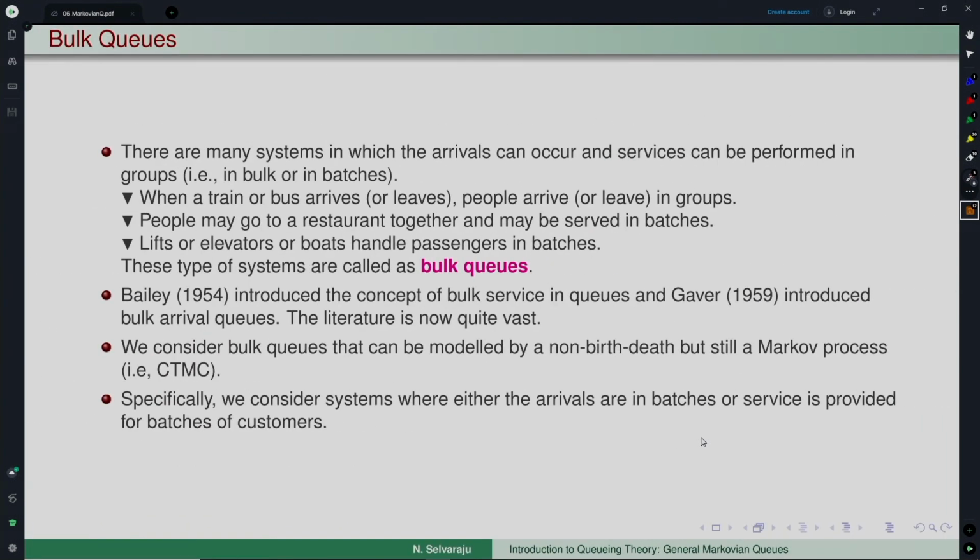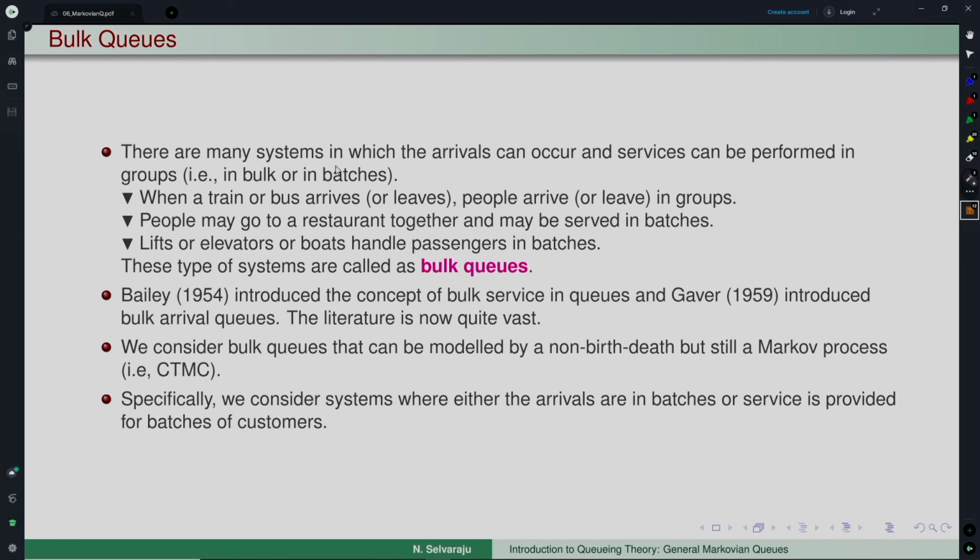The first one that we are looking at in such scenario is a simple generalization of what you would see in queues where the arrivals or service happen one at a time. What we have now is what we call bulk queues. What do they mean? There are many systems in which the arrivals can occur and/or services can be performed in groups, which we call in bulk or in batches.